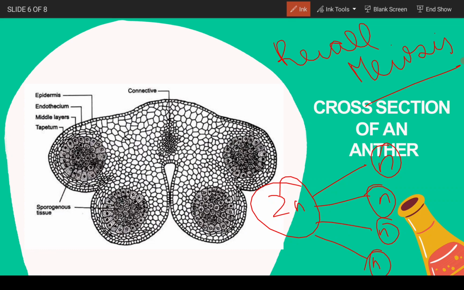The cell which undergoes meiosis is known as meiocyte. This is known as meiocyte, and these are called daughter cells. This we know from binary fission too. Now, what is the link of meiosis and the structure of anther? You may be asking, and your mind may be ringing the bell many times.